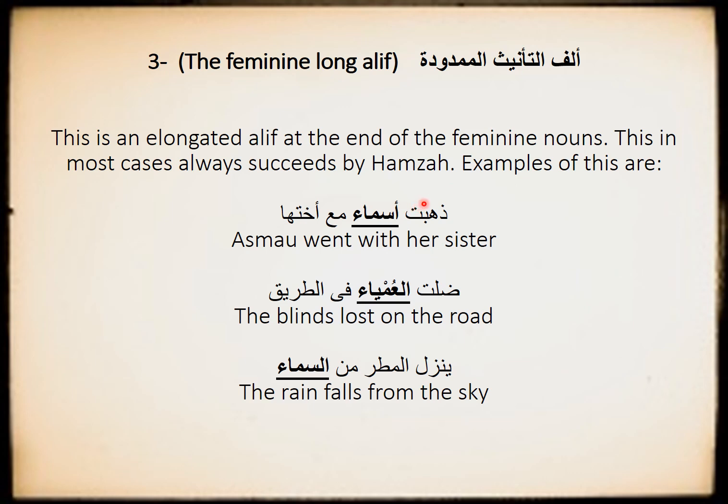ذهبت أسماء مع أختها. Asma went with her sister. ضلت العمياء في الطريق. The blind lost on the road. ينزل المطر من السماء. The rain falls from the sky. The feminine nouns أسماء, العمياء, and السماء are all feminine nouns because they have alif al-hamza at their ends.